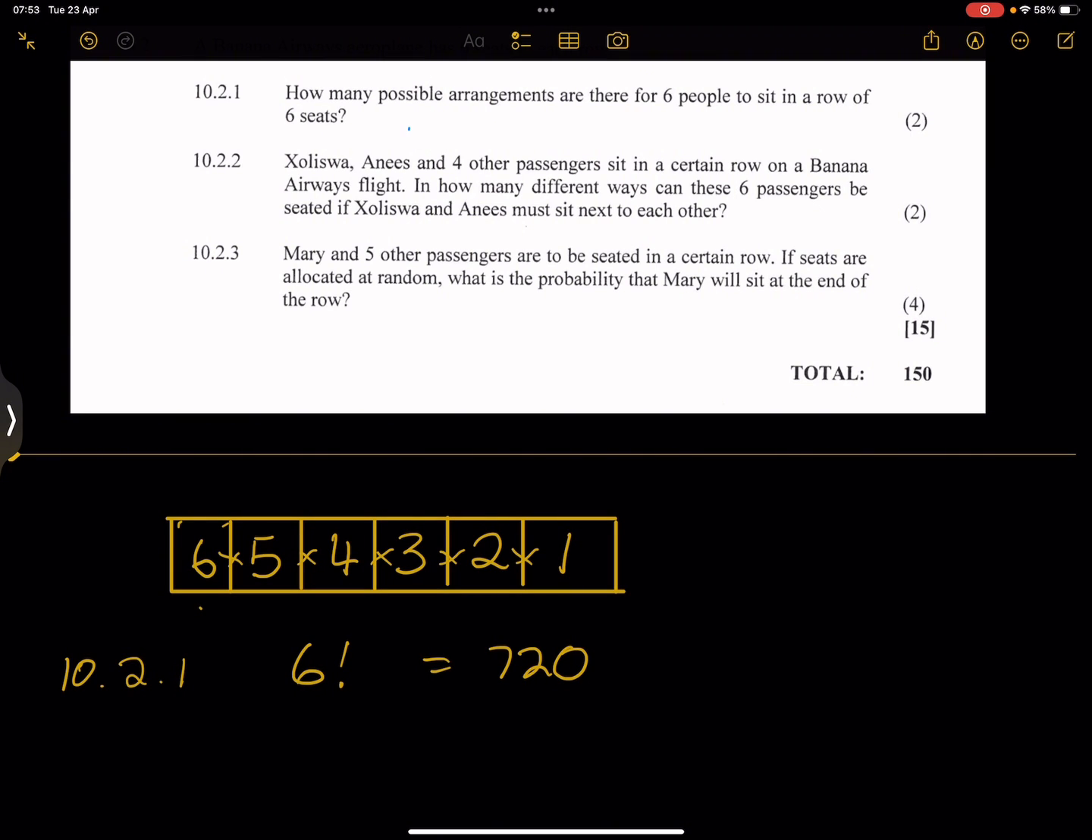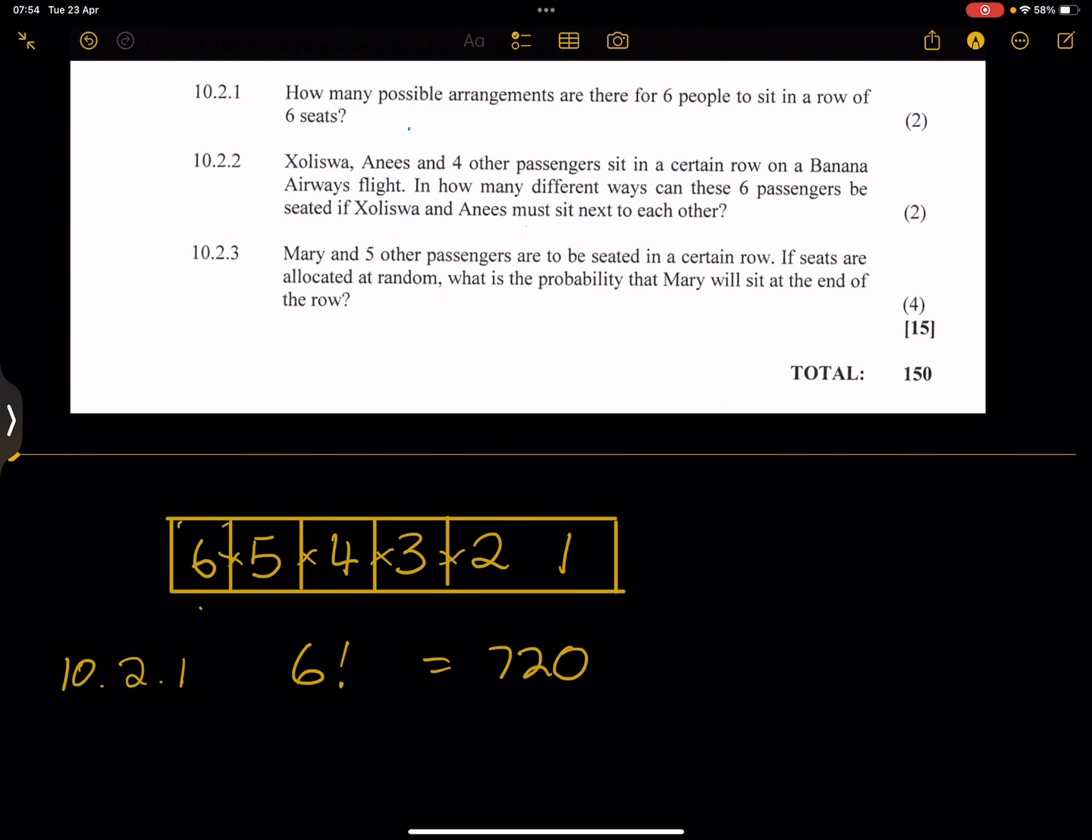Okay, right. Now, they say Xoliswa, Anis, and 4 other passengers sit in a certain row on a Banana Airways flight. In how many different ways can these 6 passengers be seated if Xoliswa and Anis must sit next to each other? Okay, right. Now, Xoliswa and Anis want to sit next to each other. So what happens?